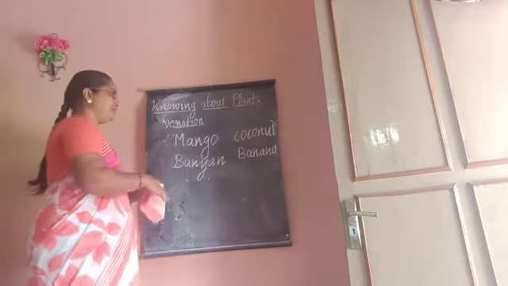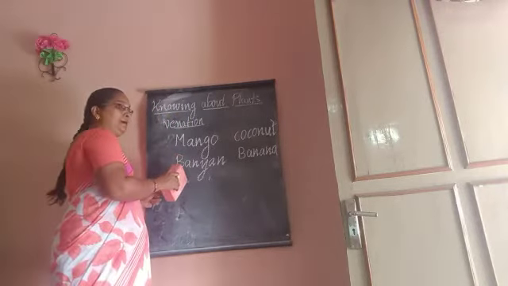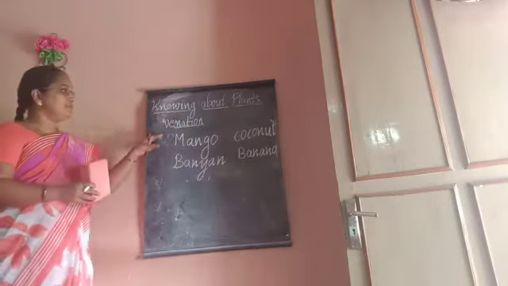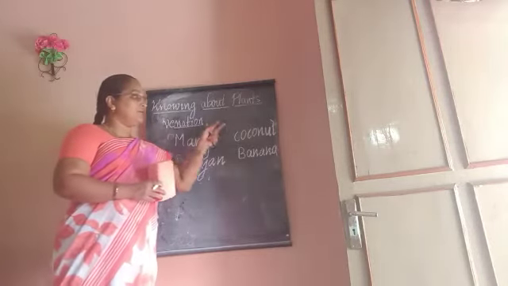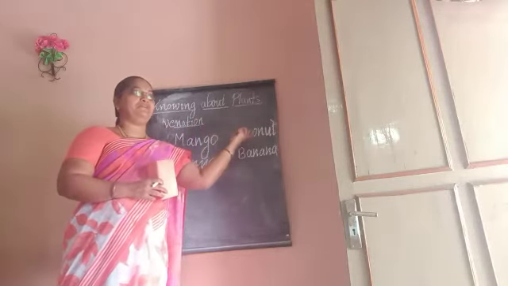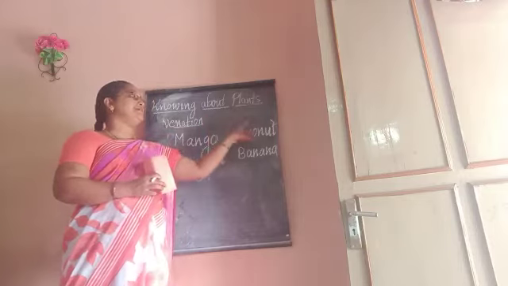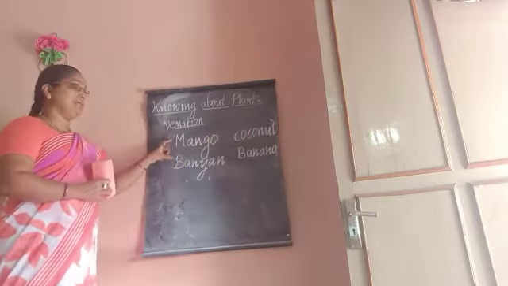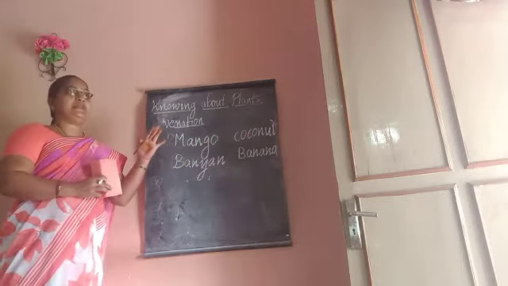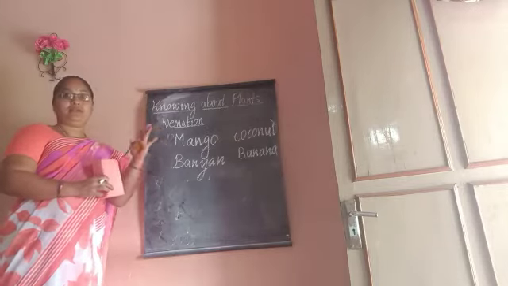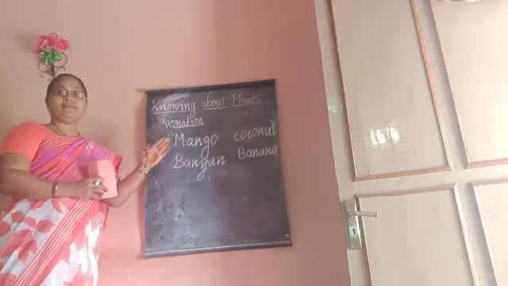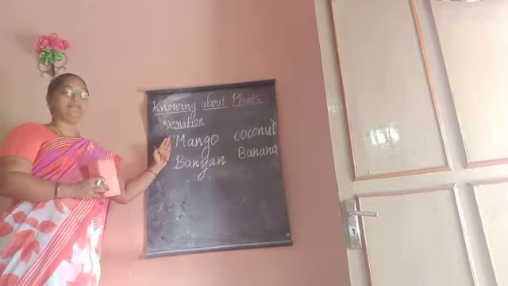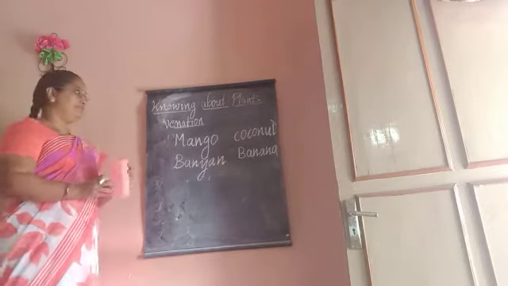Mango and banyan tree come under the reticulate venation. Coconut and banana come under the parallel venation. In these leaves, veins are parallel to each other. In these leaves, we can see the net-like design on either side of the midrib, so they come under the reticulate venation.